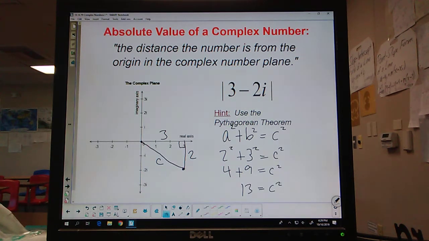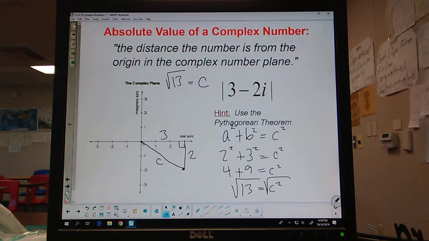We can say 13 equals c squared. And remember, when you get to c squared, you've got to apply the square root. You apply the square root to both sides so that c is equal to the square root of 13. You can leave it in radical form unless the directions tell you not to. Otherwise, you got to get a calculator to estimate the answer.